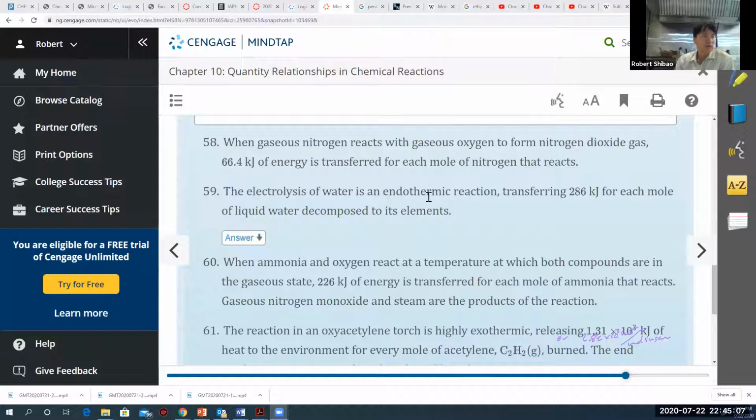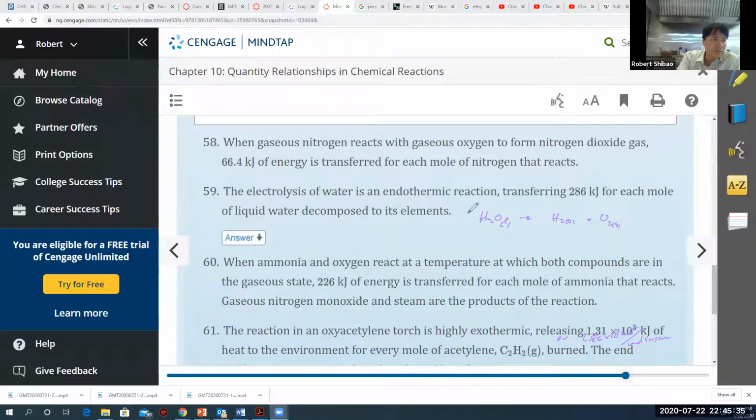The electrolysis of water is an endothermic reaction. So this is the same deal. We can either add this as a reactant, but we have to look: it's 286 kilojoules per mole of liquid water. And so it depends on how we write the reaction. Normally when we write the reaction, electrolysis of water, it's going to look like this: H2O liquid goes to H2 gas plus O2 gas.